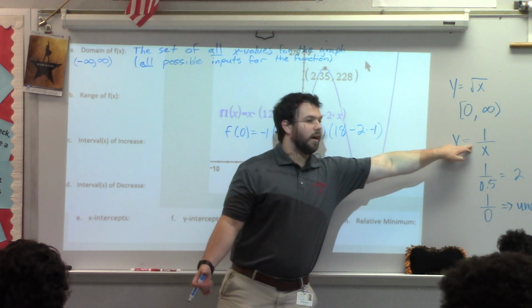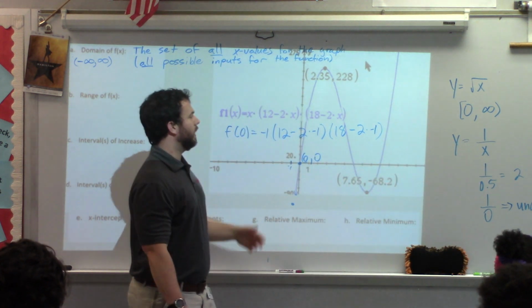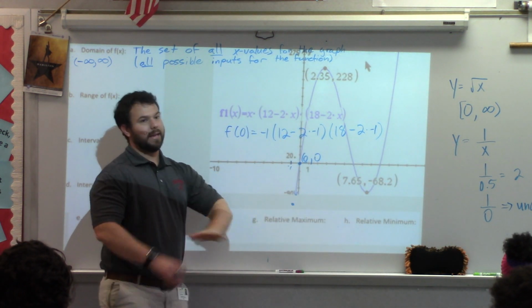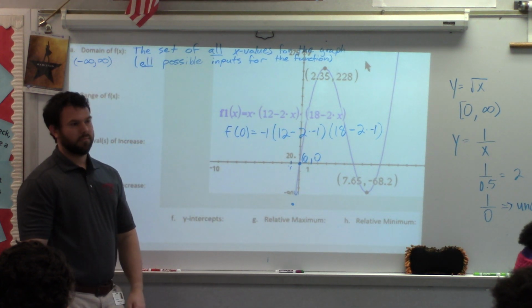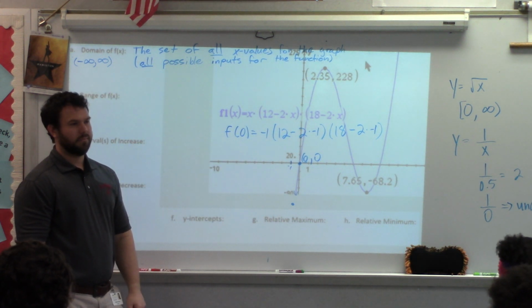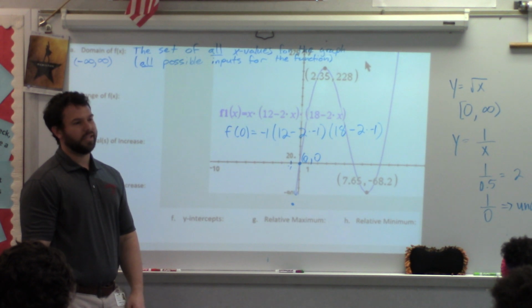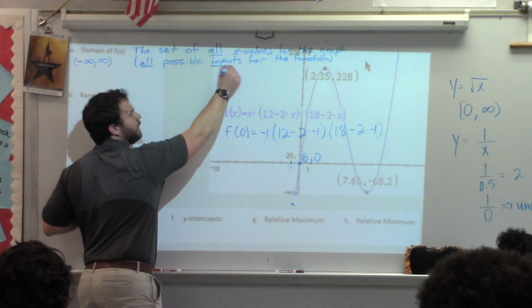I cannot divide by 0. That's why 0 is not in the domain. But I could multiply by any number there's ever been. Does that make sense? Okay, Jake1's like, no, Mr. Kinney. But understand, that's only looking at it from the input side.